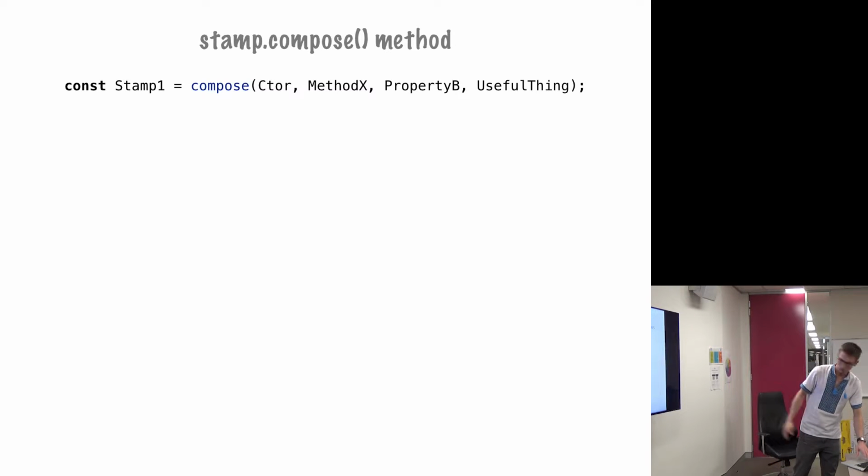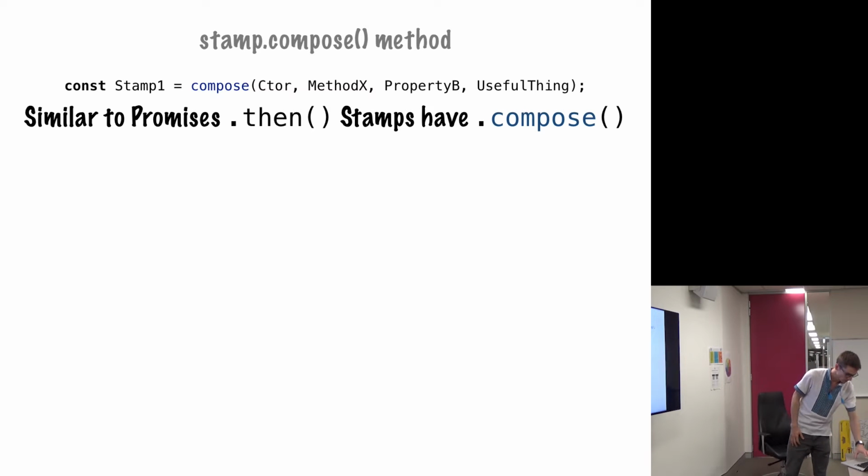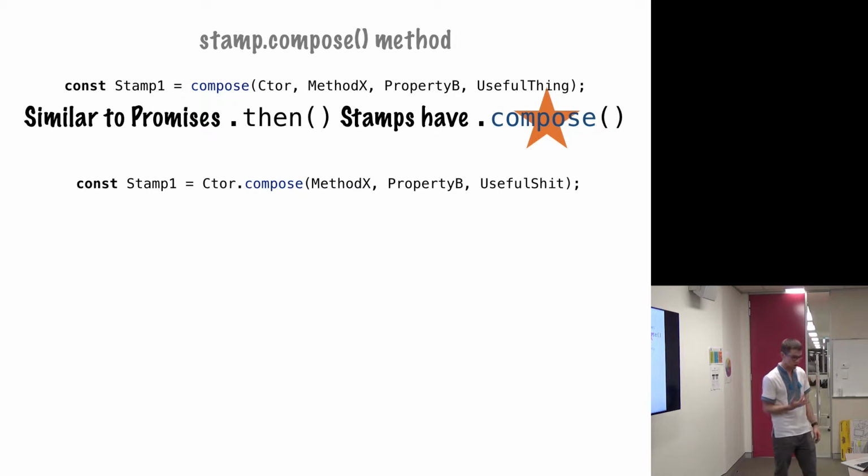Now, getting down to complications. About stamp.compose, it's kind of a static method as well, but it's present in each stamp. If you remember this stamp1 from previous slides, I hope you can see all that from a distance. Sorry if you don't. So, similar to the promise's .then function, the stamps have a .compose function, which is actually the same magic.